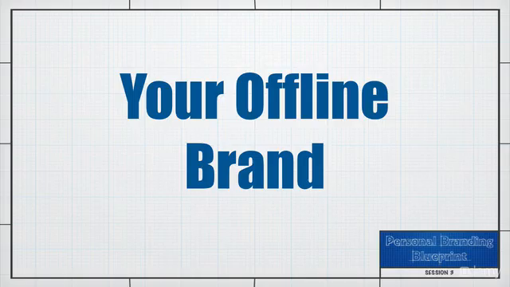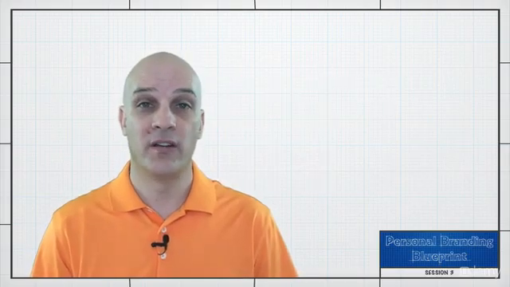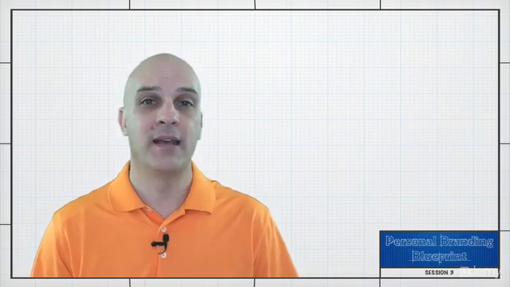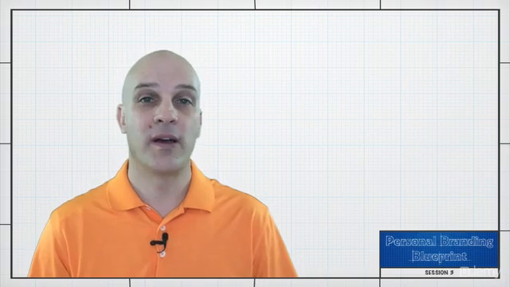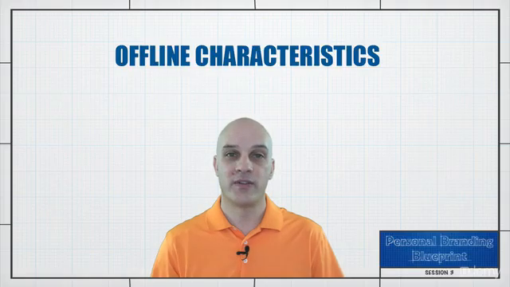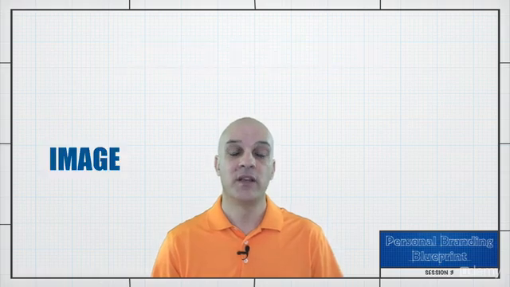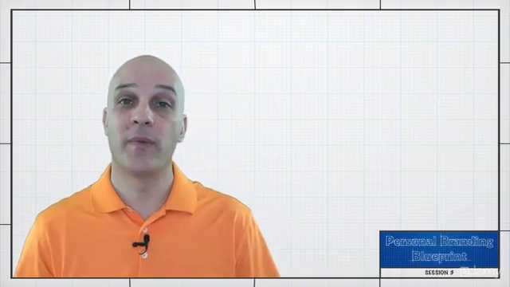Today's topic, your offline brand. Hopefully you've had a chance to review and make some changes to your online brand, and we'll get back to that in a later session, specifically when we get to lesson 6 where we talk about how to leverage your brand. So just like your online brand, your offline brand also has certain characteristics. Those characteristics include things like image, communication, and relevance. And we're going to spend most of today's session talking about relevance.